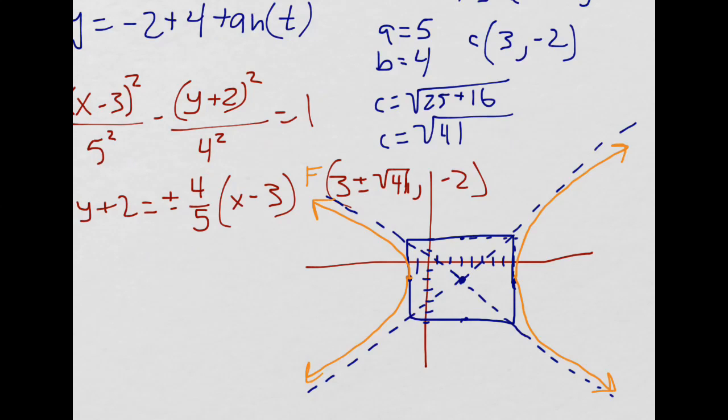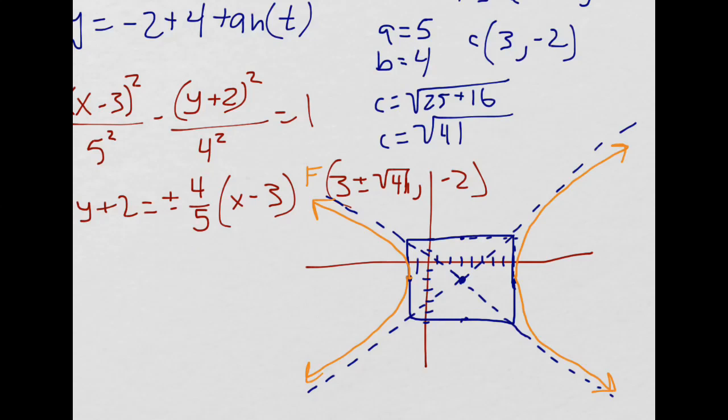I drew my box in because I knew that a was 5, so I went right 5 and left 5 from my center. I knew b was 4, so I went up 4 and down 4. Drew my box, drew in my asymptotes going through the vertices of the box and the center. And then I sketched in my 2 halves of the hyperbola.